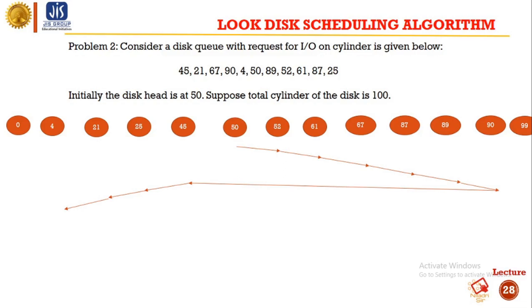From 61 we will move to 67. From 67 we will move to 87. From 87 we will move to 89, and from 89 we will move to 90. Okay, so this is how we will move. So this is how this scheduling works.